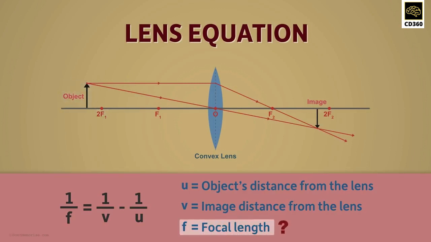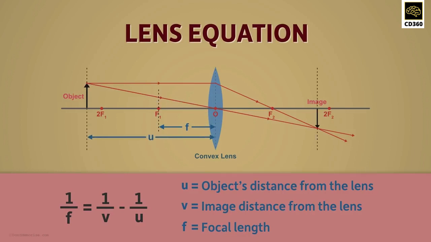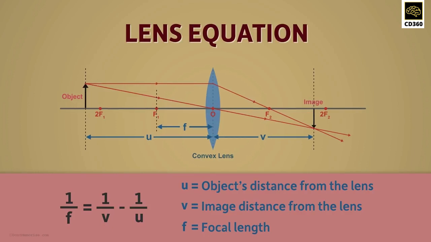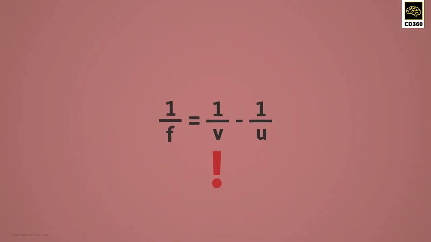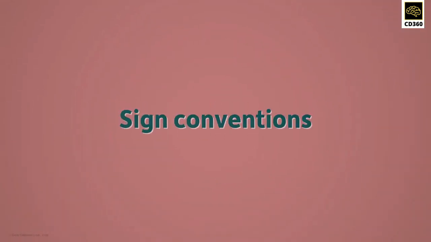What will be f here? It is the distance between the optical center O and the principal focus of the lens. This distance will be equal to f. And this distance will be u and this will be v. This lens equation is valid for all spherical lenses as well as for any position of the object. However, we can't use this equation directly.